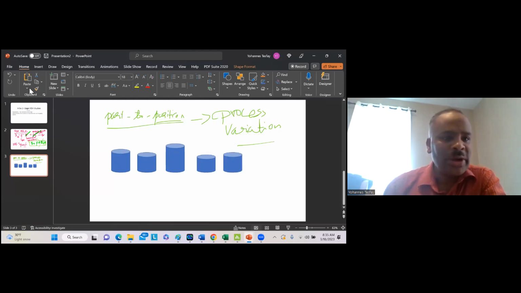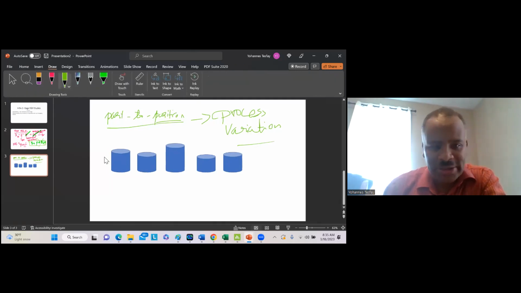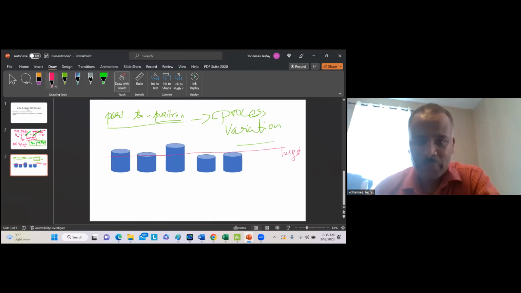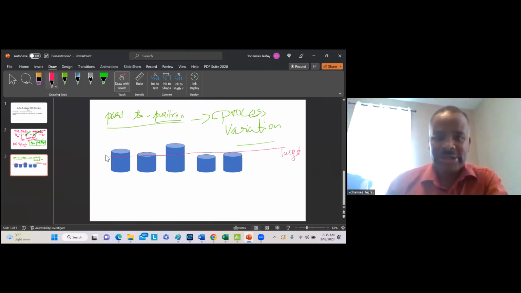So what you expect is some height, this height, that you want to hit. This height is your target. But when you produce them, it is going to show up just like that. That is because of what? Process variation.